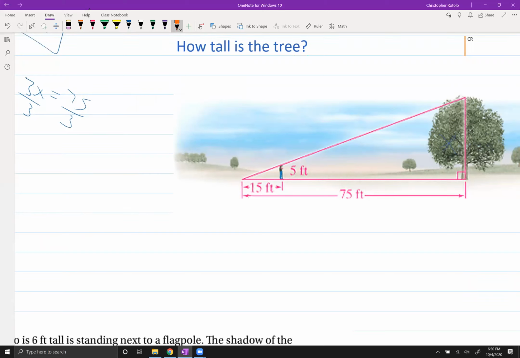Some of the things we can do is set it up as the shadow over the height. I'm going to give you a couple different options. Whatever you're comfortable with, we can do. The shadow of the person is 15 feet. The height is 5 feet. The shadow is 75 feet, and the height is something we don't know yet.